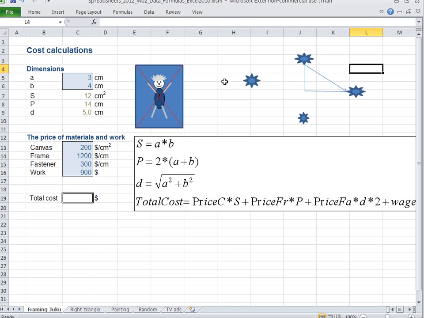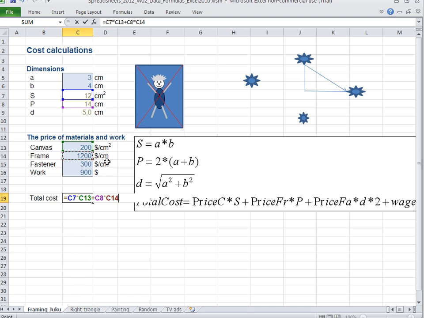Namely, we want to calculate the exact total cost. Let's write equals, and let's take those 12 square centimeters of canvas. We want to multiply it by $200 per square centimeter, and we get the first component of our painting's price. Plus, we want to take the boundary line, which is 14, and multiply it by the price of a frame. Frame price is $1,200 per centimeter, and we get that part of our cost calculation as well.